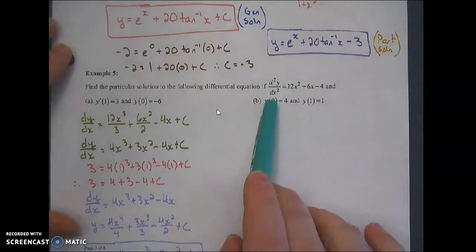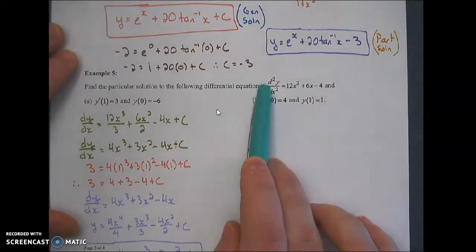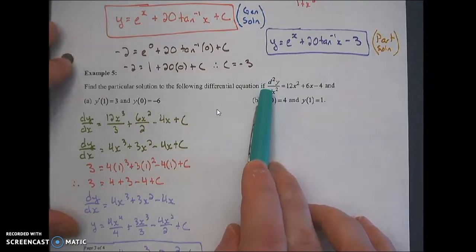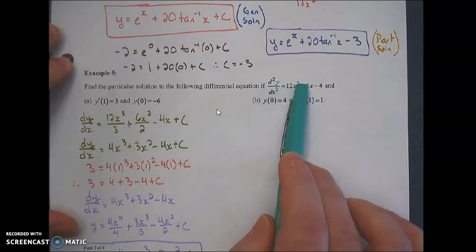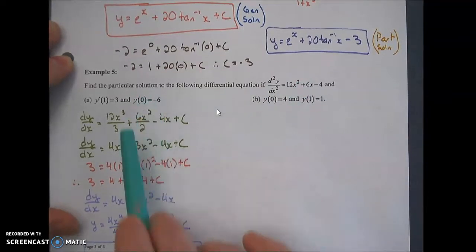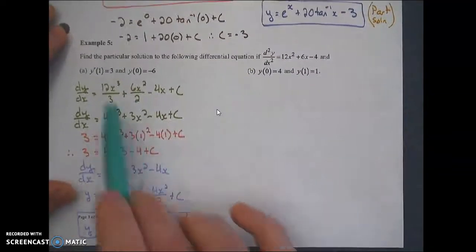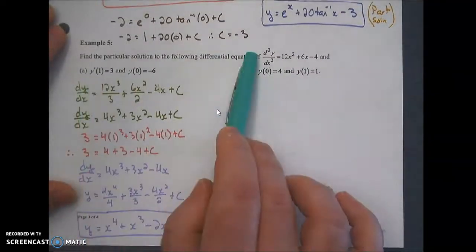Okay. Remember this notation? This means the second derivative. So d dx means the derivative, and the little 2 means that we want to take the second derivative. So this is the second derivative function. Now we're trying to find the particular solution, which means we need to work our way all the way back to what y is.